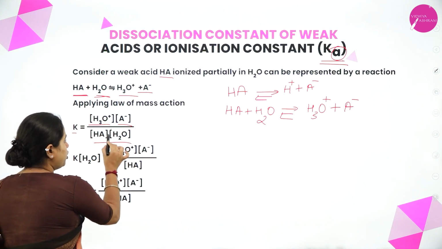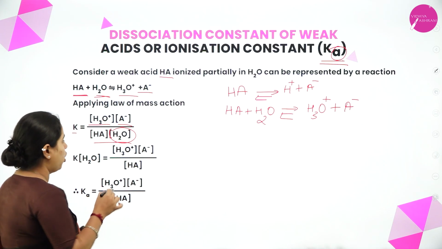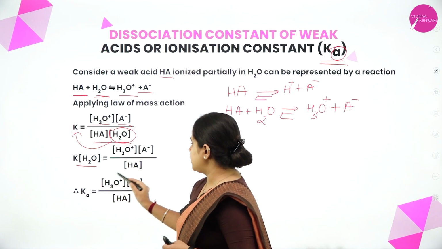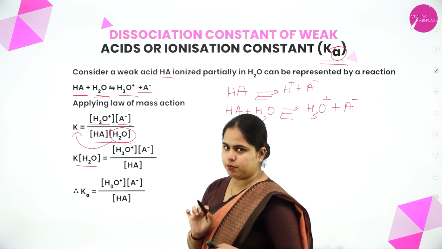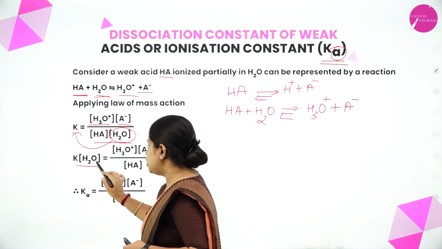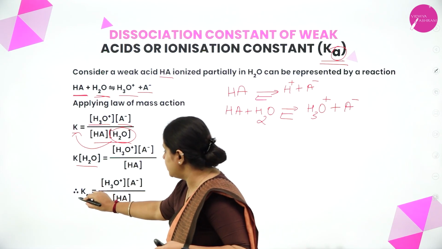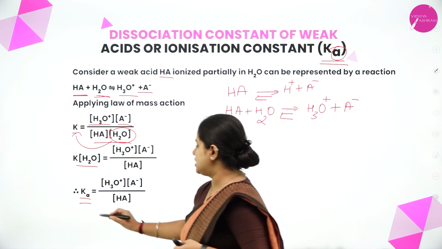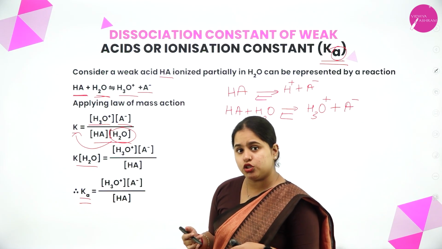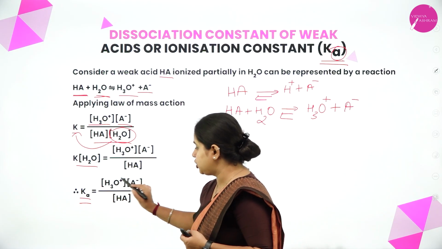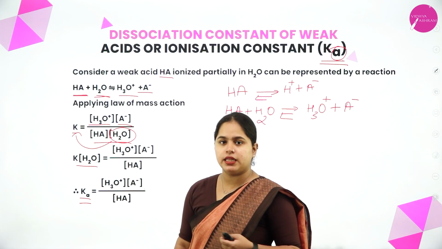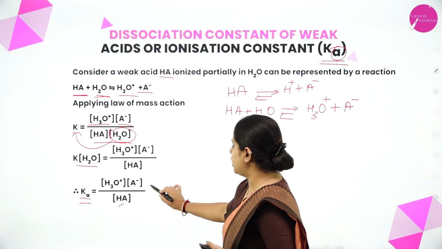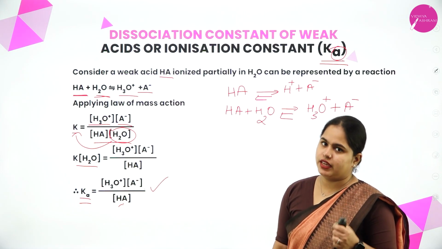Now again we are going to take this term, the molar concentration of water, to the other side. So we will get K into the molar concentration of water, which is equal to H3O plus into A minus divided by HA. Now K into the molar concentration of water is called the ionization constant or dissociation constant of the weak acid, which is Ka. So what is Ka? It is equal to the product of the molar concentrations of H3O plus and A minus divided by the molar concentration of the weak acid. I hope it is clear. So this is the equation for Ka of a weak acid.